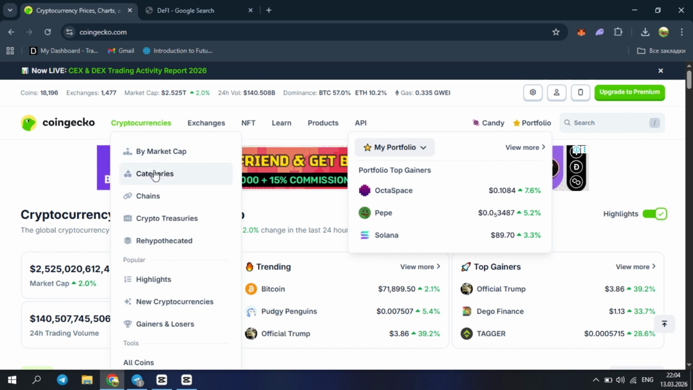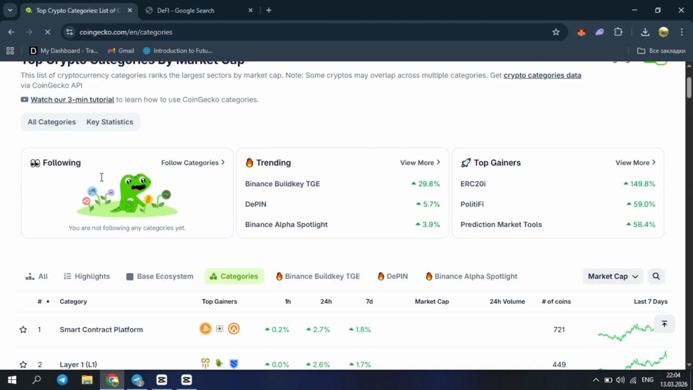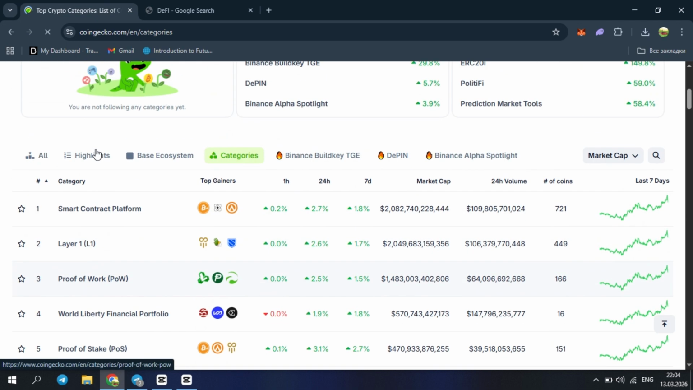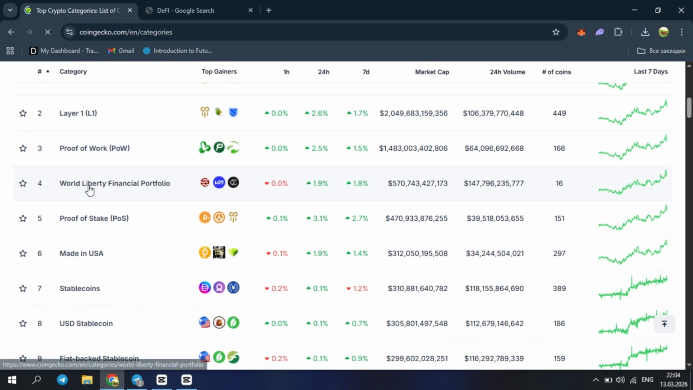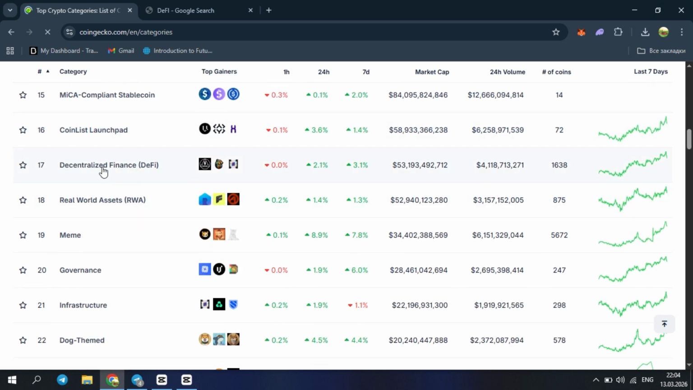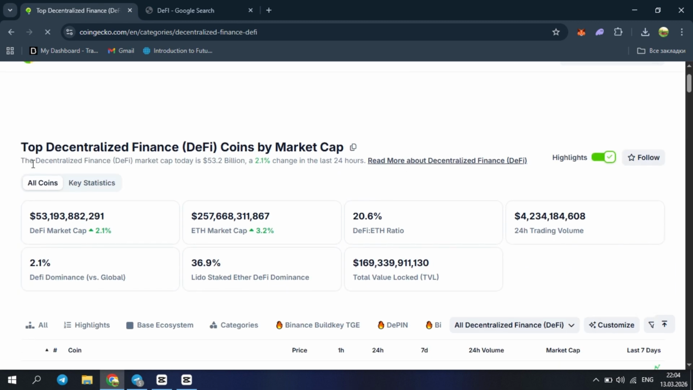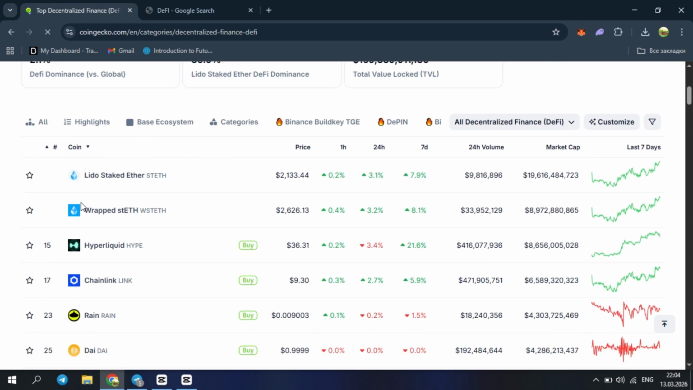So, let's get started. When you open the CoinGecko website, navigate to the categories section. Here you will find many sectors of the crypto market, including DeFi, NFTs, Layer 1 blockchains, AI-related crypto projects. Clicking on the DeFi category will show you a list of cryptocurrencies that belong to the decentralized finance sector. These tokens power different DeFi protocols and platforms. CoinGecko organizes them based on their market capitalization, making it easier to identify the largest and most influential projects.